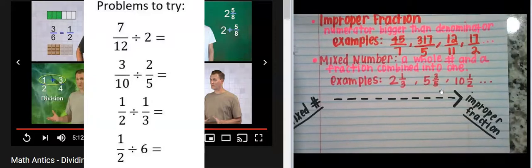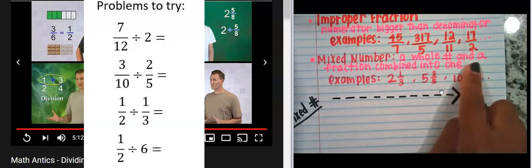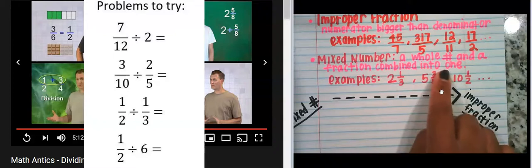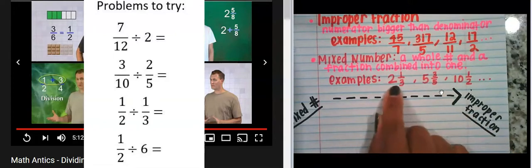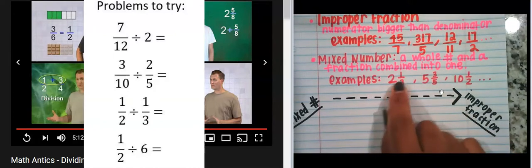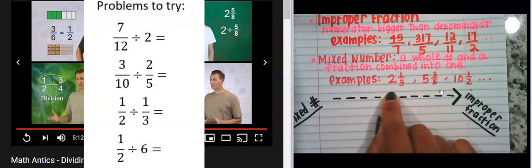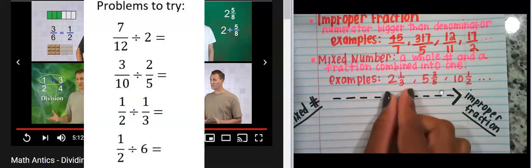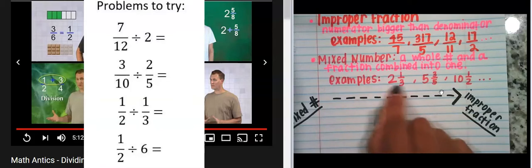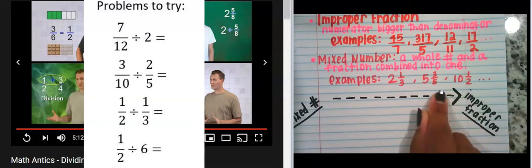Now, a mixed number is a whole number and a fraction combined into one. So here's some examples. 2 is a whole number, but it's attached to the fraction 1/3. So 2 and 1/3 would have to be a mixed number because we're putting together a whole number and a fraction to make one number. And here are some more examples.